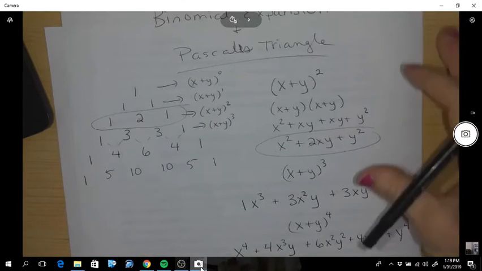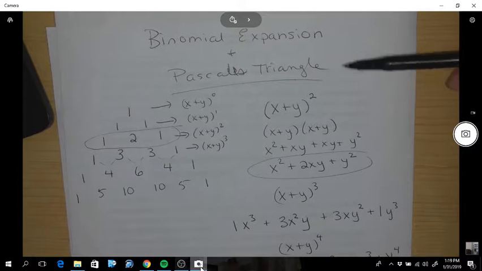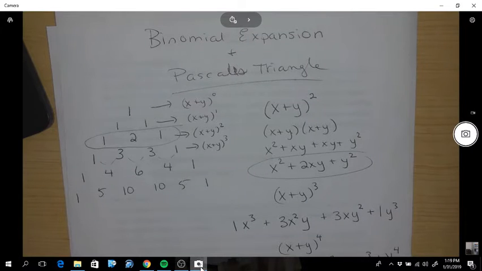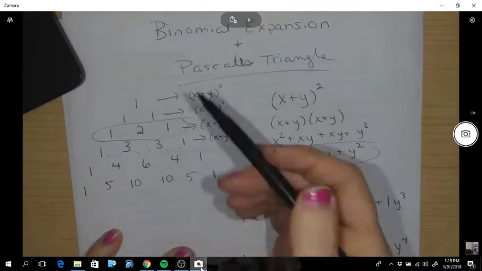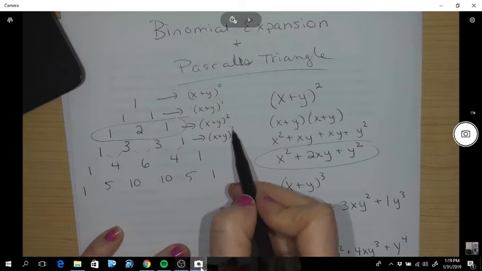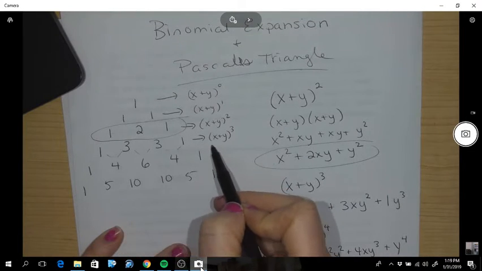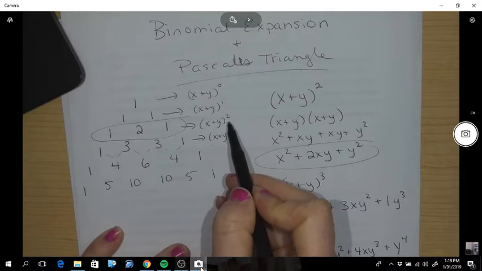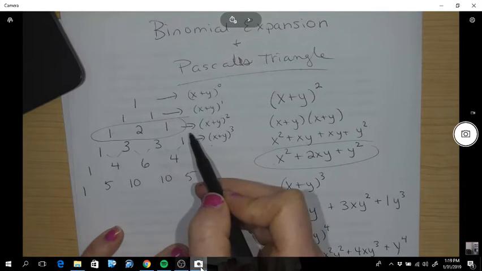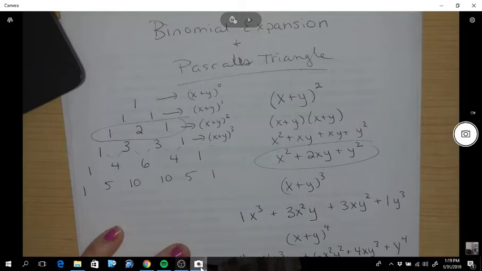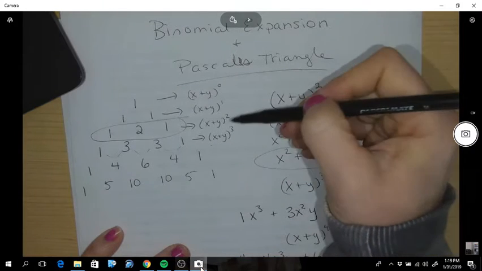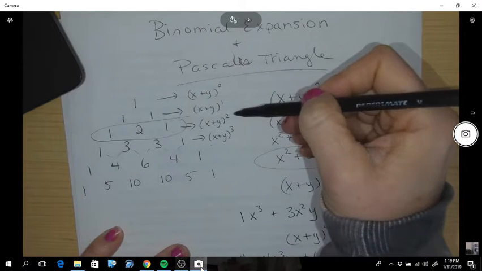Okay, so last lesson I talked about the binomial expansion and Pascal's triangle. A couple things to note. If the exponent is 3, you actually have 4 terms. If the exponent is 2, it develops 3 terms. So the number of terms is always 1 more than the exponent given.